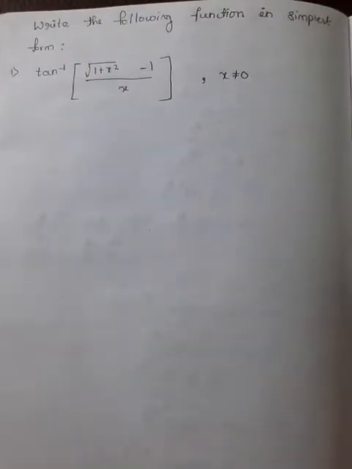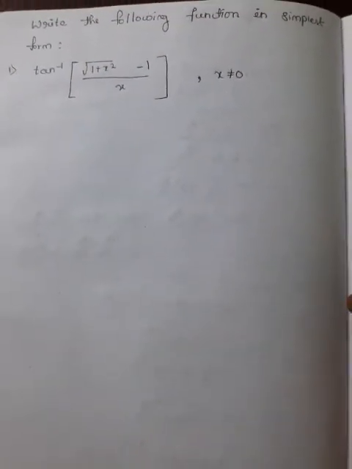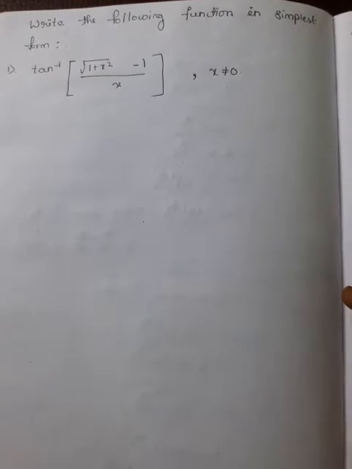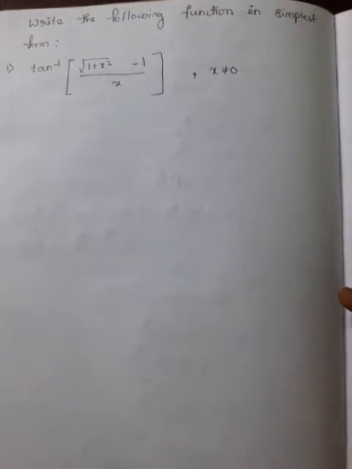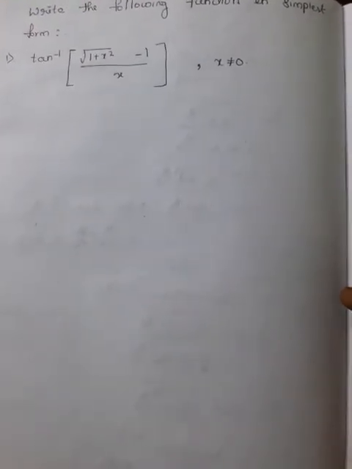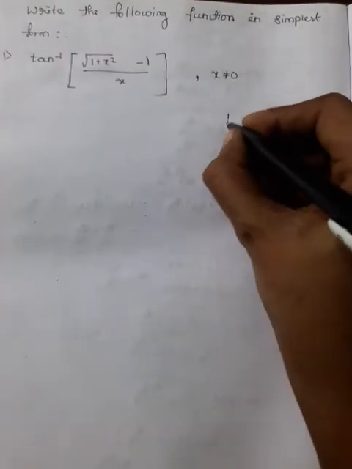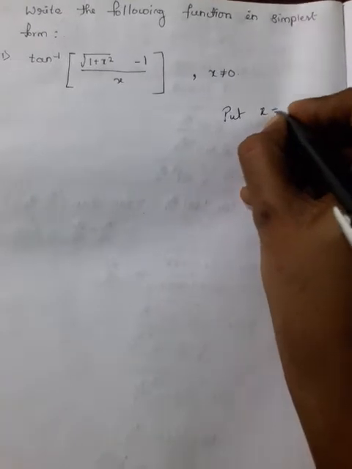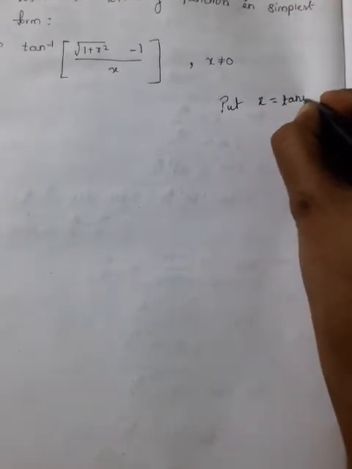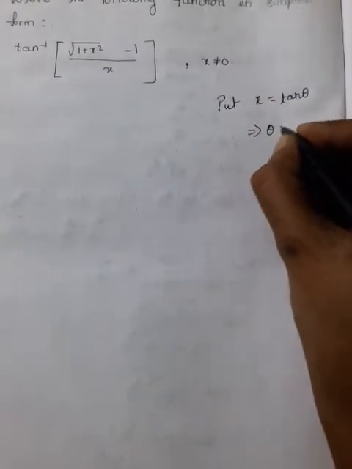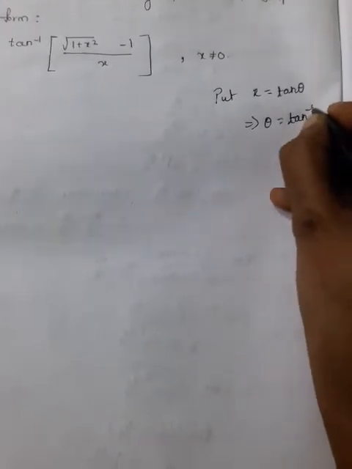Let us discuss some more problems on this chapter, that is, write the following function in the simplest form. First one is tan inverse of (square root of 1 plus x square minus 1) divided by x. You have to write this in the simplest form. For this, put x equal to tan theta, that implies theta is equal to tan inverse of x, correct?